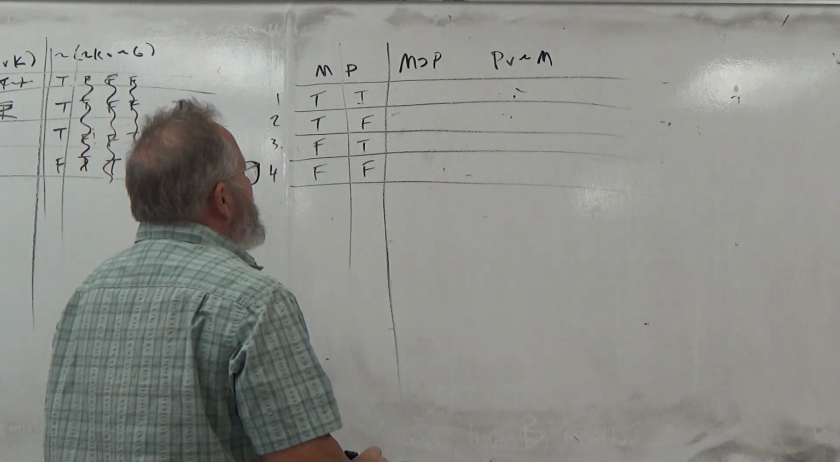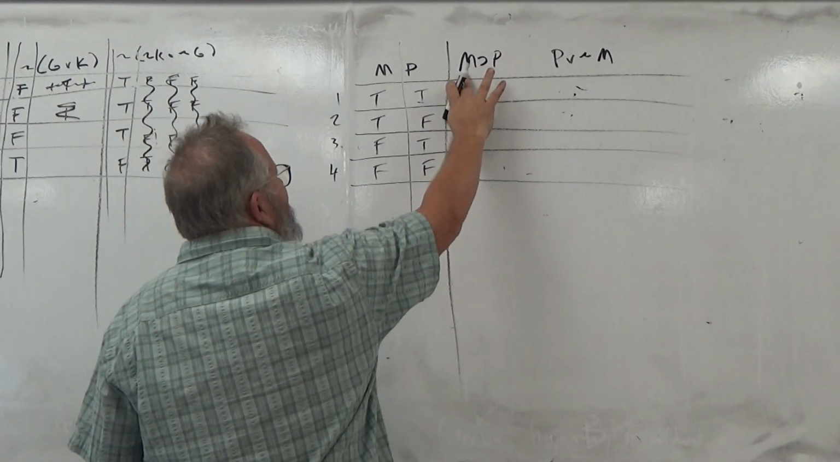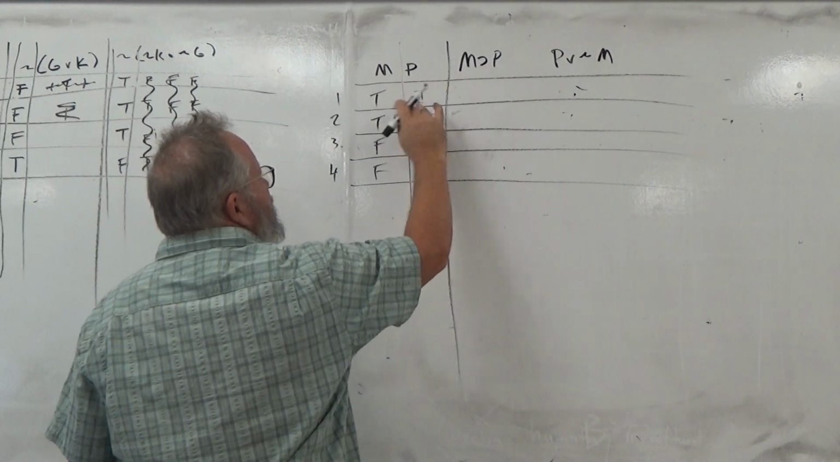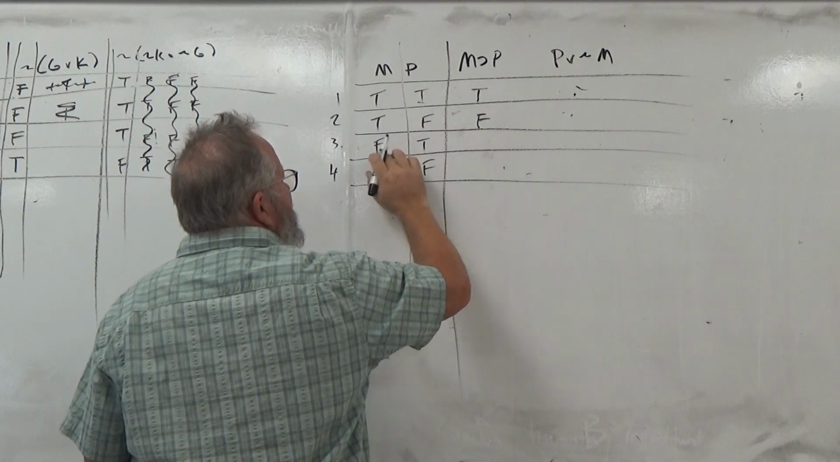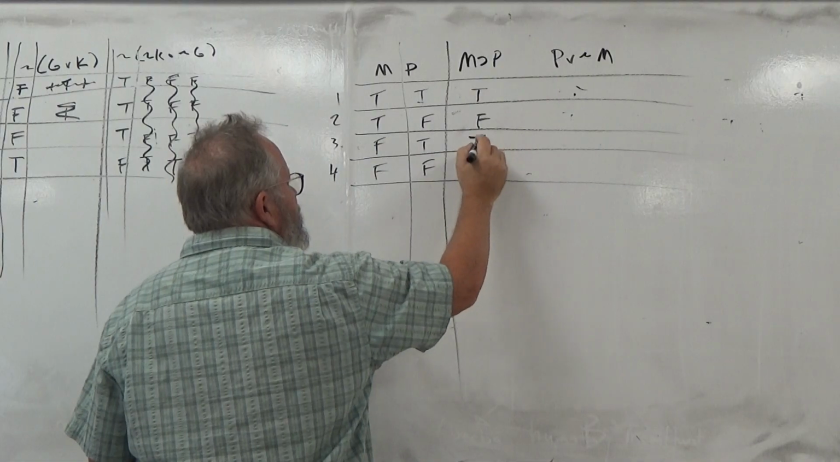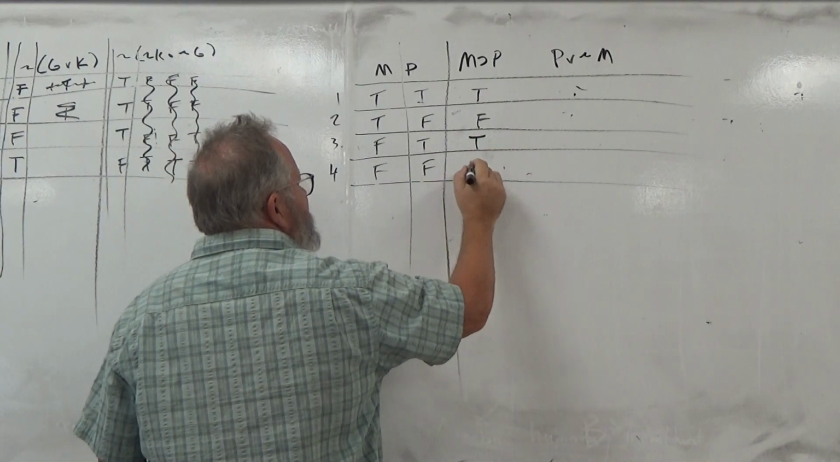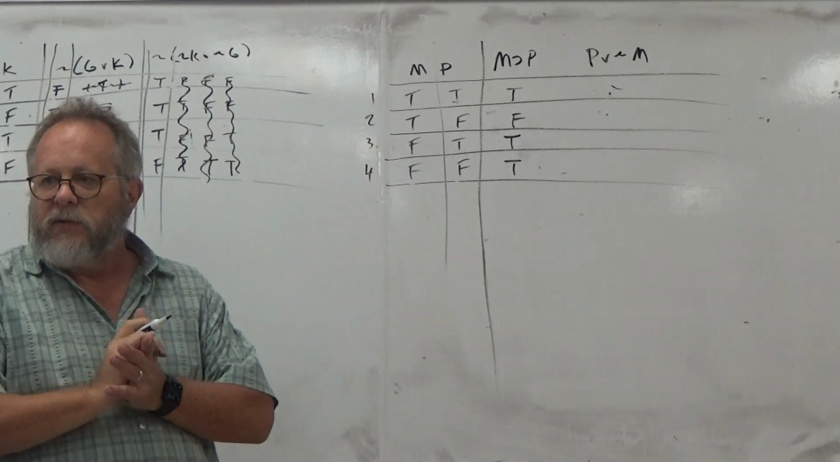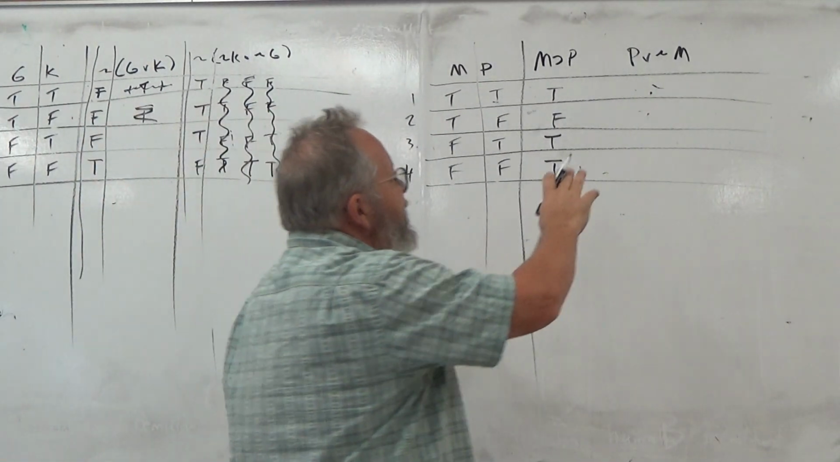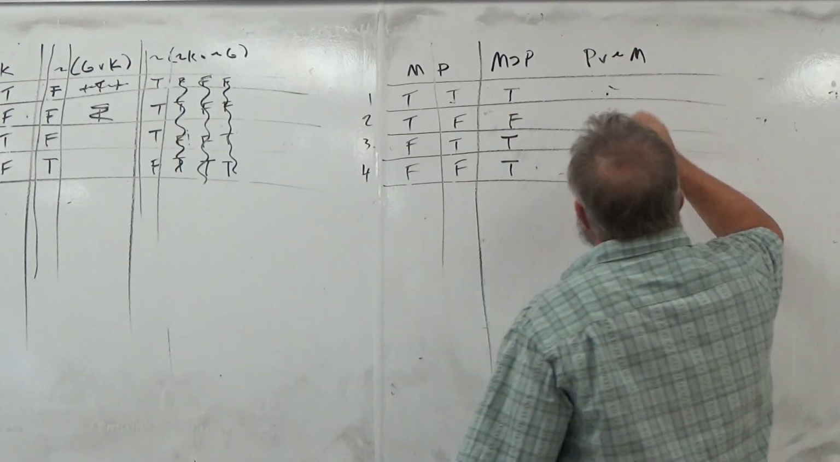Okay. So let me do this. M then P. True then true is true. True then false is false. False then true is true. False then false is true. So that's the final column for that one. Okay? So now I'm going to do this, P or not M.